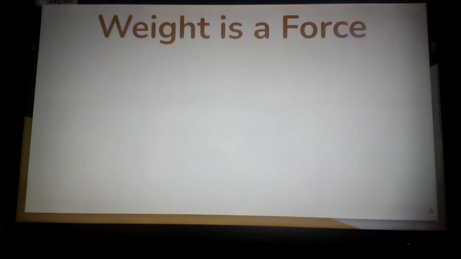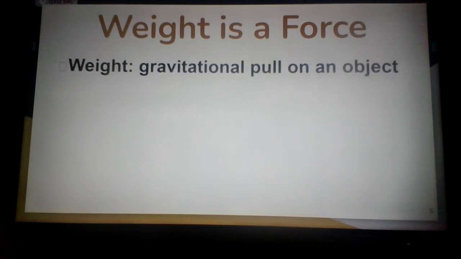What is weight? You step on the scale to get your weight. What really are you measuring? Now, in the English system, we use pounds, but in the metric system, we use newtons. Weight is a force. Here's your definition of weight. The gravitational pull on an object, the Earth's gravitational pull on an object.